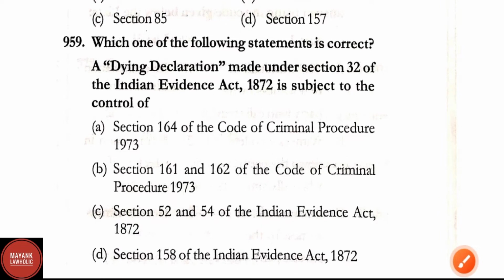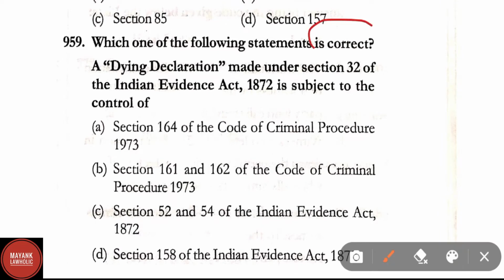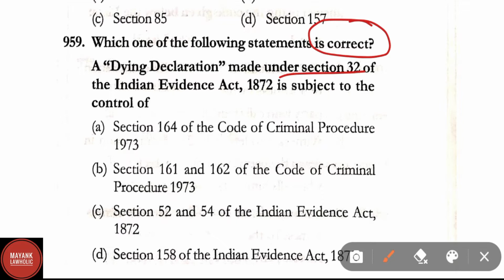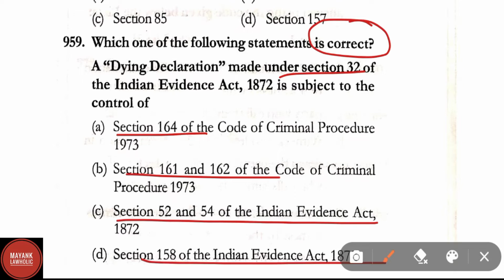Question number 959. Which one of the following statements is correct? A dying declaration made under section 32 of the Indian Evidence Act 1872 is subject to the control of section 164 of the Code of Criminal Procedure, section 161 and 162 of the Code of Criminal Procedure, section 52 and 54 of the Indian Evidence Act, section 158 of the Indian Evidence Act. Here correct answer is option D, that is section 158 of the Indian Evidence Act.